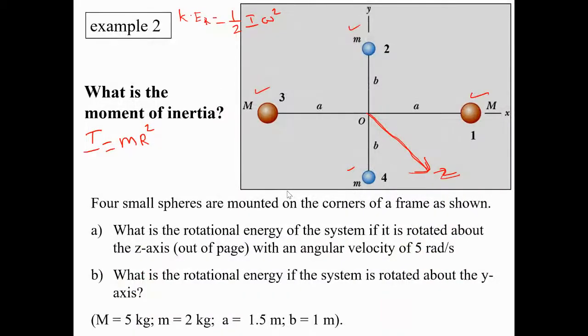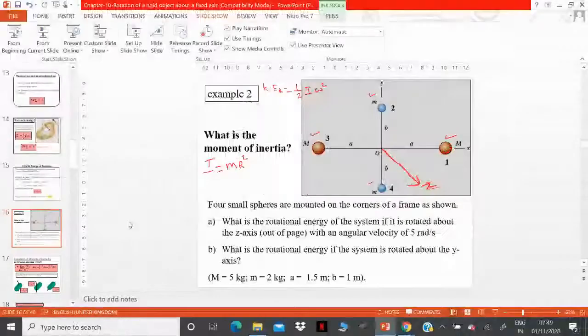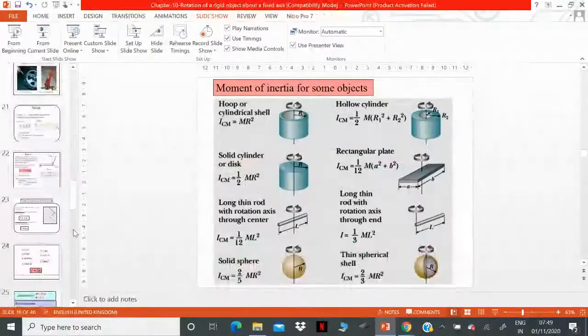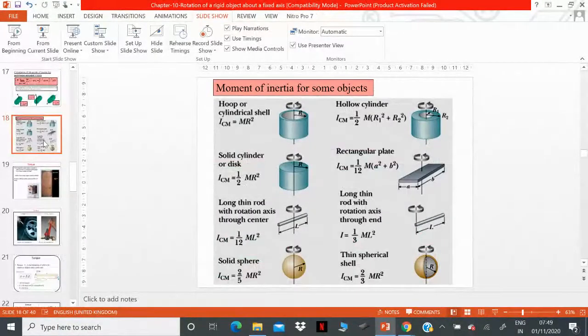Now the object is rotating about the z-axis. Listen carefully, this question is very, very important. If all these four bodies are rotating about this z-axis, what are the remaining axes? Wait. Let me put in one more page, then I will explain this question.